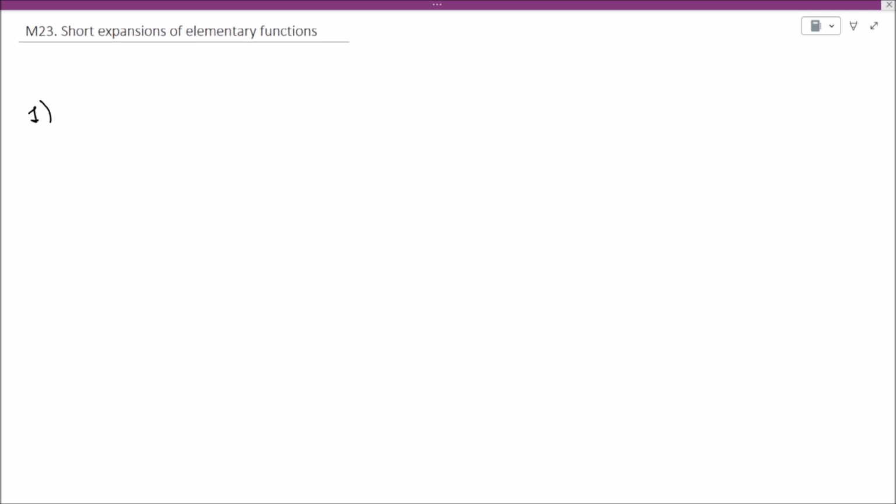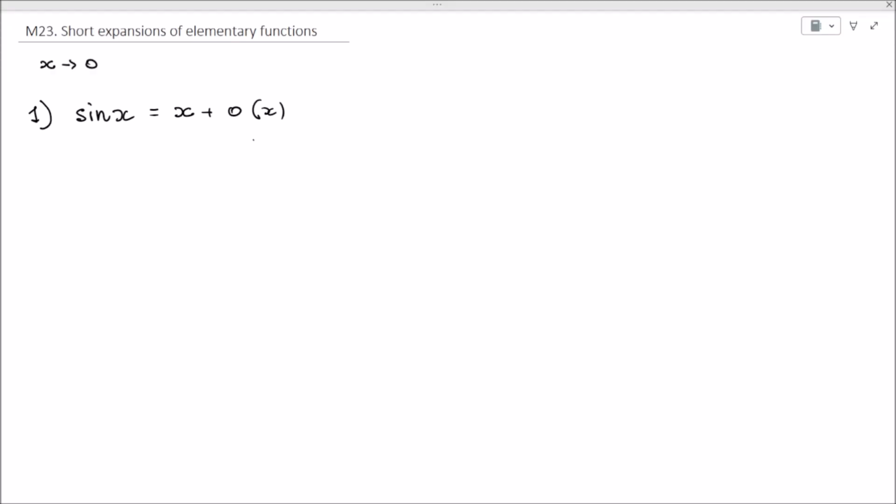First expansion will be the expansion of sine of x, and we say that sine of x can be expanded into x plus little o of x. Now I will be assuming for each of these expansions that x will tend to 0. Okay, so let me give the proof of this. I want to prove that sine of x can be expanded into x plus little o of x, which is just like saying that sine of x minus x is equal to little o of x.